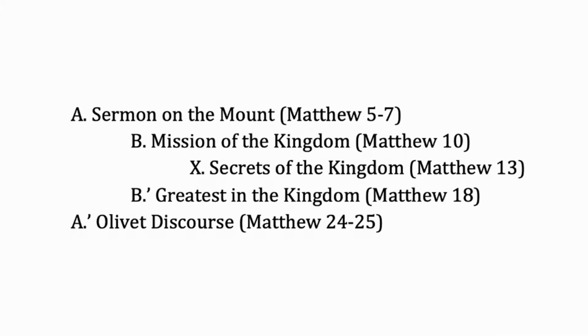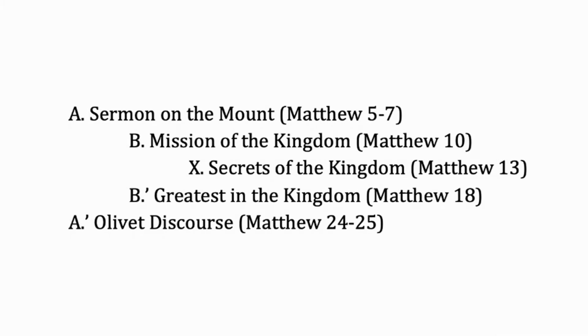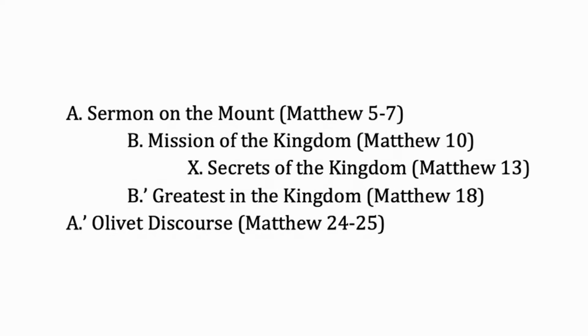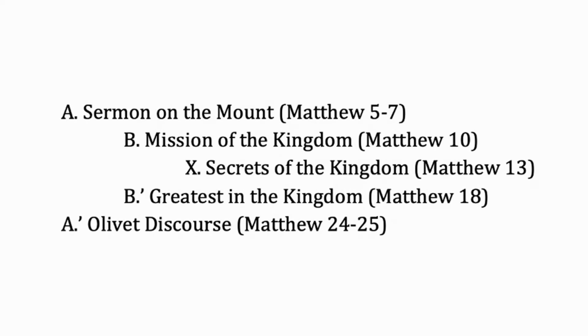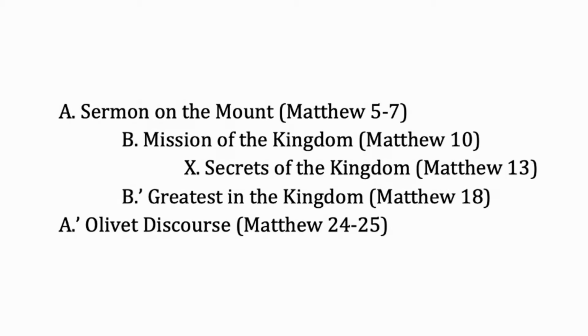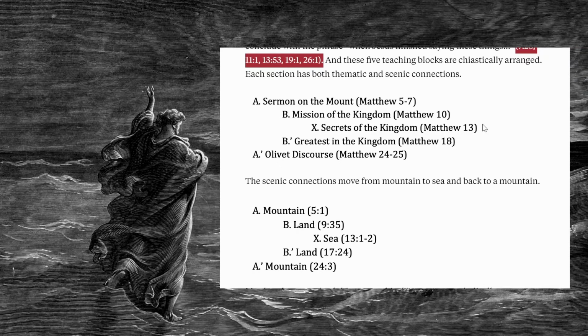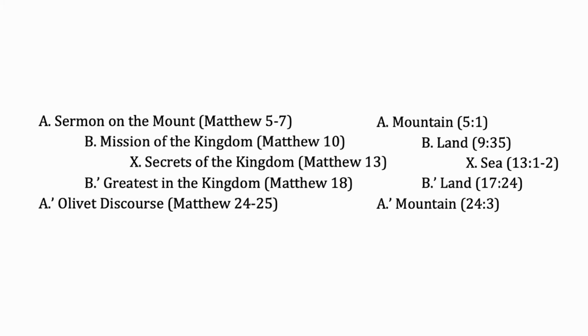And so we have the Sermon on the Mount, mirrored by the Olivet Discourse, Mission of the Kingdom, mirrored by the Greatest in the Kingdom, and then that puts at the center Matthew 13, Secrets of the Kingdom. Now, notice that these thematic connections, this thematic chiasm, also has this scenic chiasm here. Remember, we began in the Sermon on the Mount, so we go from mountain, land, sea, land, mountain.